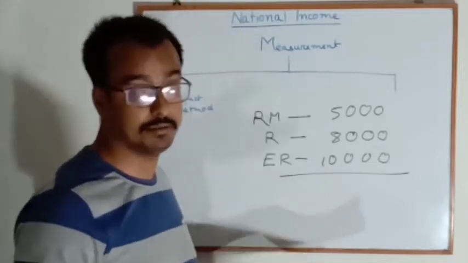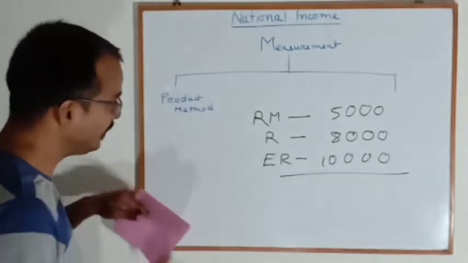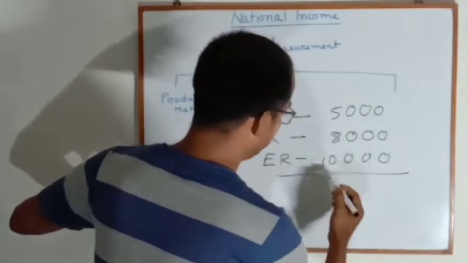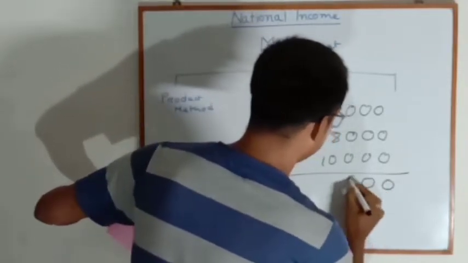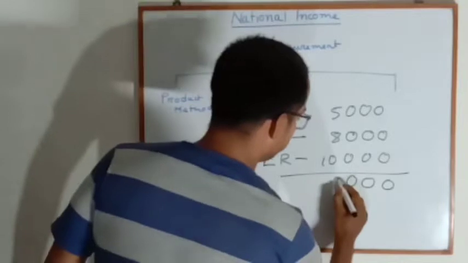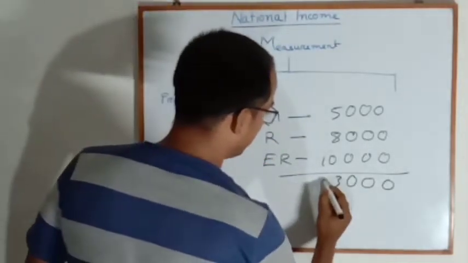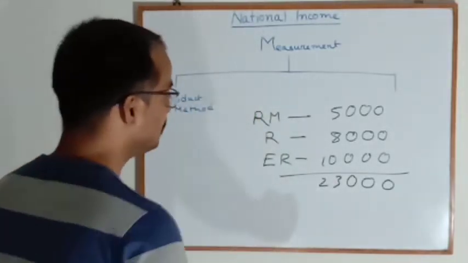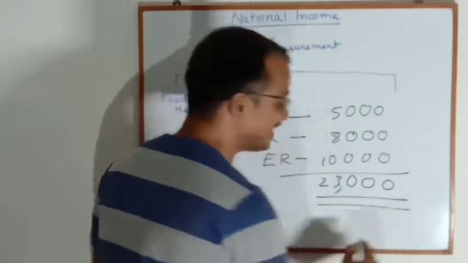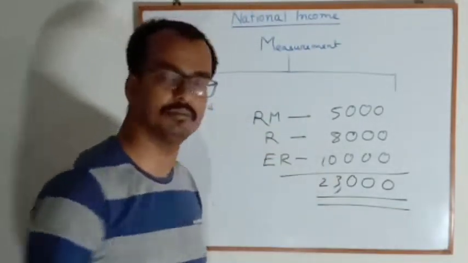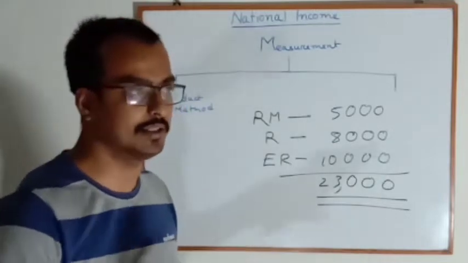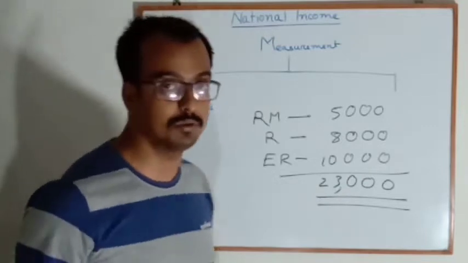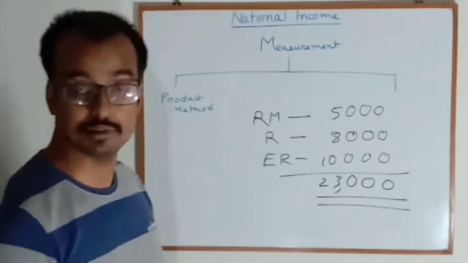As your definition says, add the final value of final goods. So if you add, what you will see here is 0, 0, 0, 3, okay, and this will be 2, I think, yeah, 2. So the country's national income is 26,000. Say for example, there are some additions. Say for example, the country's income is 23,000, or the country produces goods of 23,000.